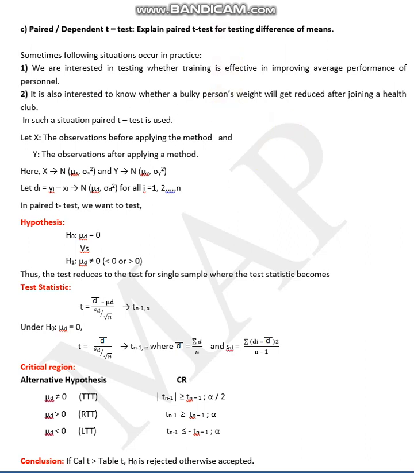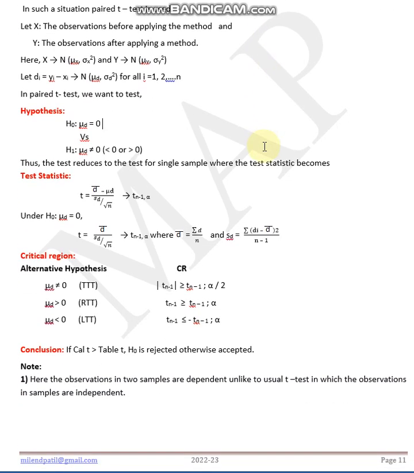Today we will discuss the third test in t-test, known as the paired t-test. It is also known as the dependent t-test. Why is it called the dependent t-test? Because in this test we have to note that the observations in the two samples are dependent, unlike the usual t-test in which the observations in the samples are independent. So in the paired t-test, both samples are dependent.